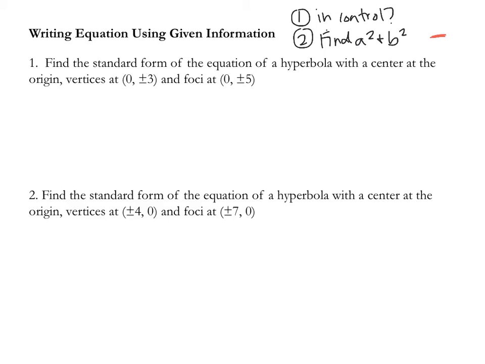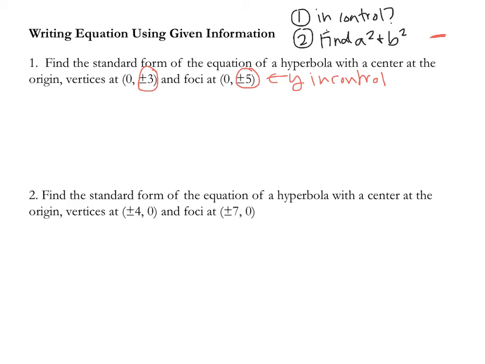So number 1 says find the standard form of the equation of hyperbola with a center at the origin. So you know we don't have an h and k right now. And vertices at (0, plus or minus 3) and foci at (0, plus or minus 5). So based on what we did with ellipses, this should be a little bit easier to catch on to. The fact that those are both going to be going up and down tells me y is in control.